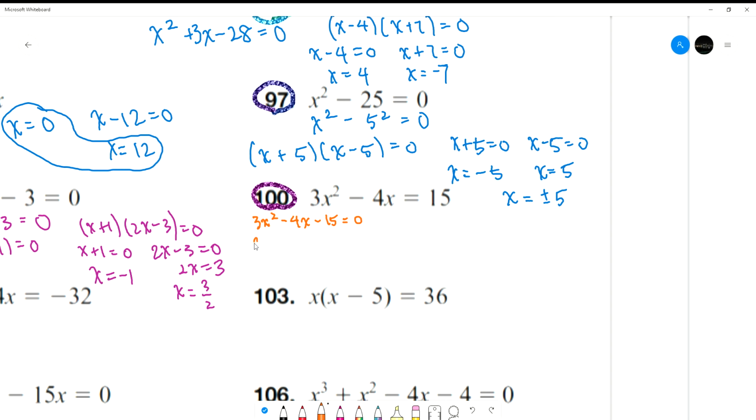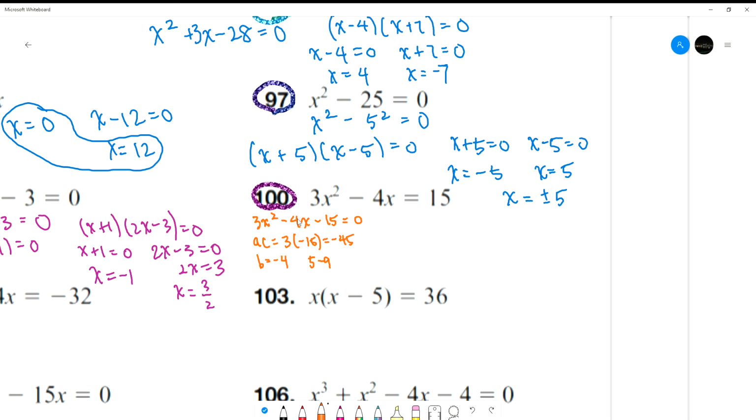So I have AC, which is 3 times negative 15, which equals negative 45. And I have B, that's equal to negative 4. By this time, I hope you guys are quick enough to see that 45 is 9 and 5. This is negative, therefore the larger number should be negative. So 5 and negative 9 gives you negative 4.